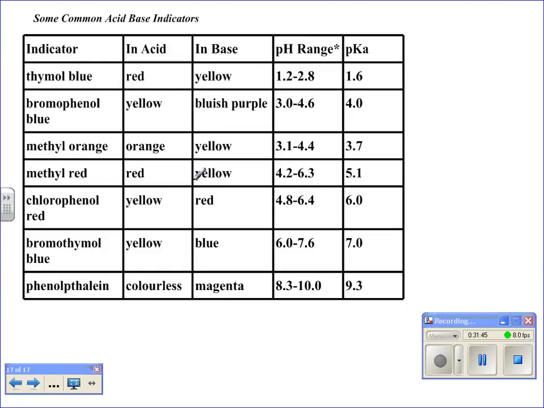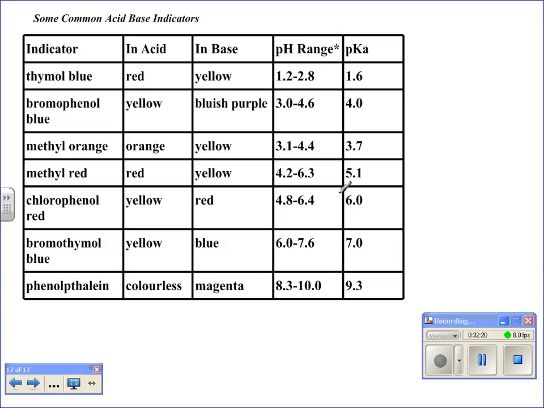So if we look at these indicators here, phenolphthalein, the indicator that you use most commonly, has a pKa of 9.3. So this is ideal for the titration of a weak acid by a strong base because the pH at equivalence is close to 9.3. The other reason that phenolphthalein is such a good indicator is because it has such a drastic color change. So those are the two features we're looking for.